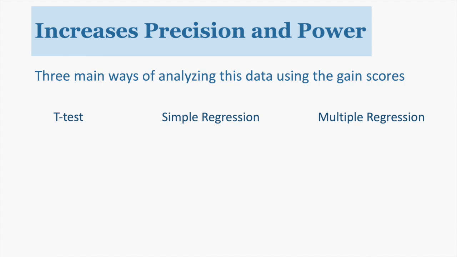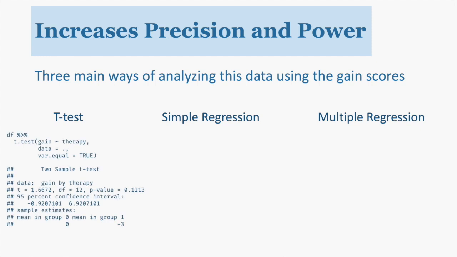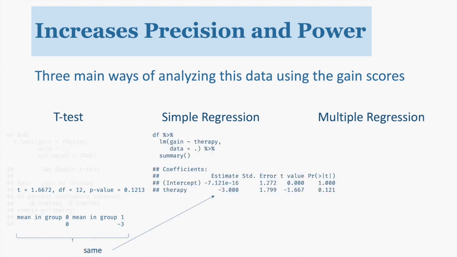There are 3 main ways that we could analyze this data right here. A t-test. If we do a t-test, we see a p-value of 0.12. The difference between the means is -3. Simple regression, you actually get the same thing. There's a difference of -3, same p-value.